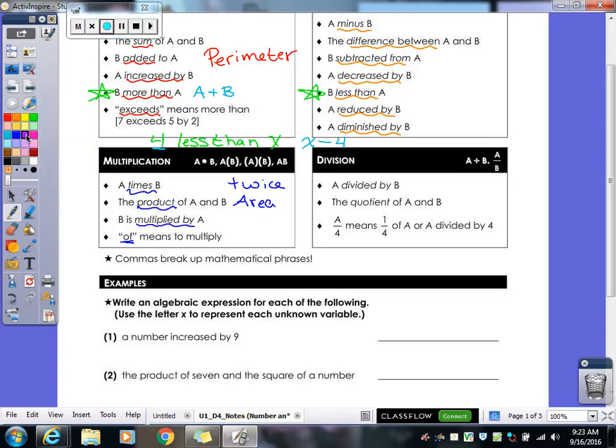And then division, as you can see, we don't have many choices. Divided by, quotient, and keeping in mind that one concept that a lot of us are still struggling on. If you have a over 4, that means it's a divided by 4.